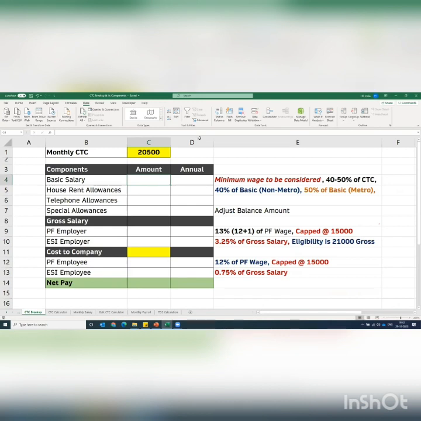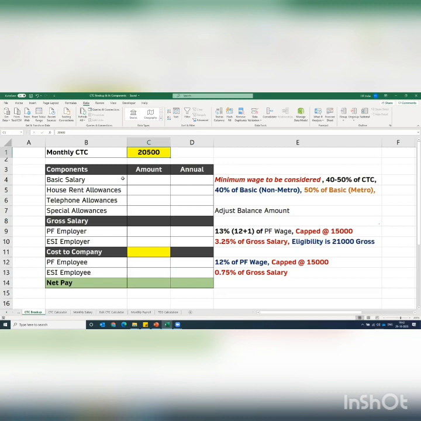Okay, all right. So guys, let's try to design the monthly CTC breakup. If somebody gives you an amount and you need to create a CTC breakup of that specific amount, how do you do that? What are the steps? We'll follow all the steps we referred to in the presentation. For an example, I have taken this amount of 20,500 rupees, and we need to design a CTC breakup of this amount. How do we do that?